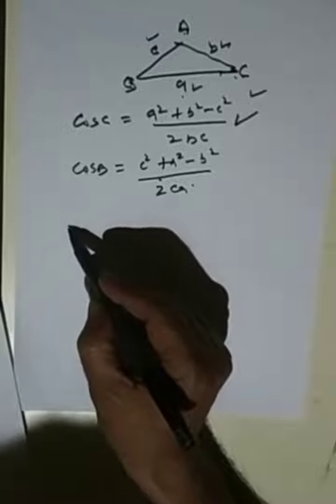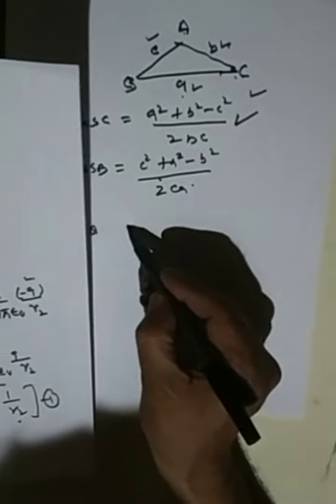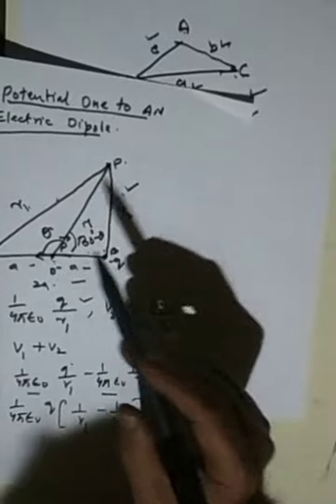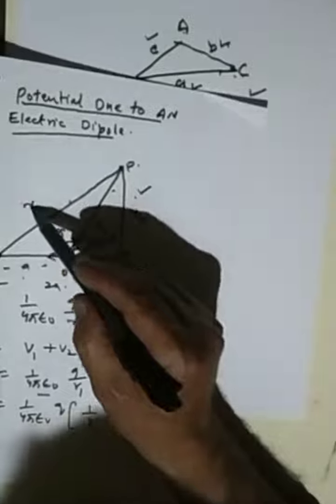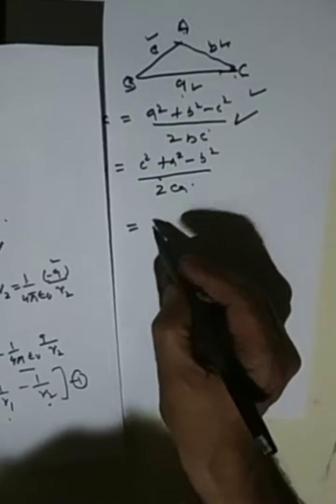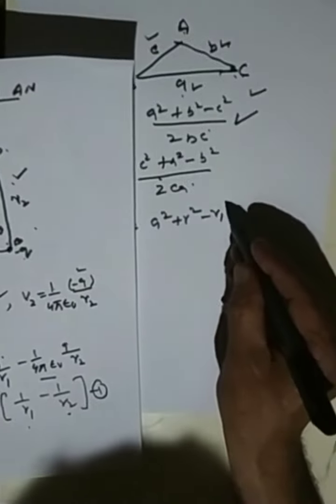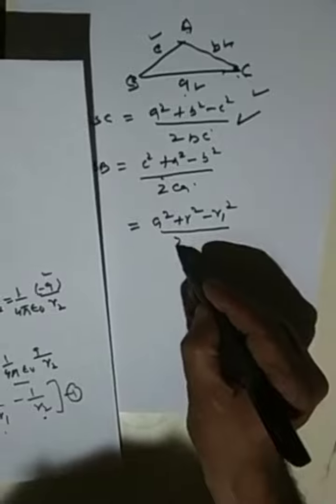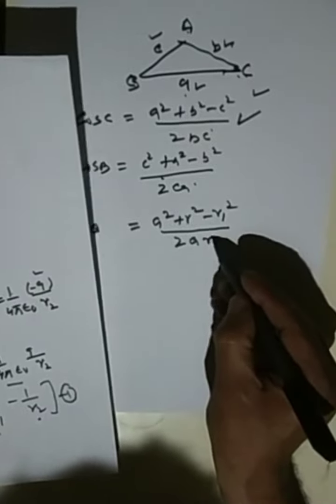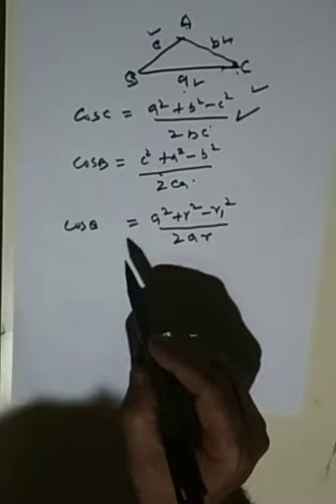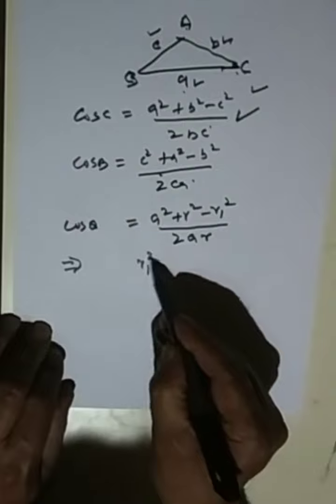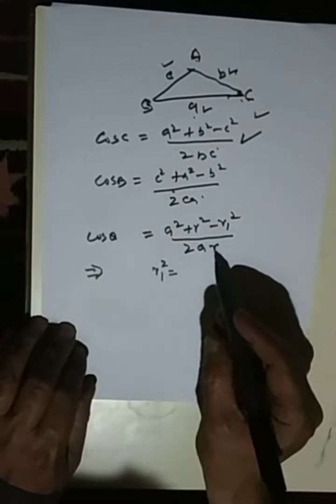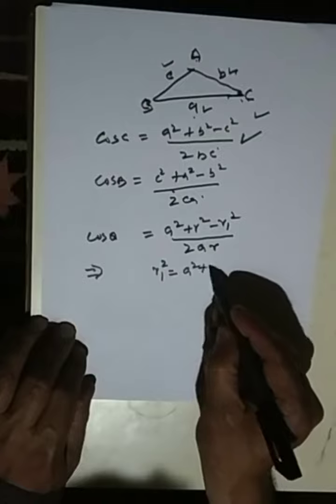So cos theta will be equal to, applying this formula, A square plus R square minus R1 square divided by 2AR. ठीक है, which implies that इसमें से R1 क्या निकलेगा? It will be R1 square will be equal to, by cross multiplying, A square plus R square minus 2AR cos theta.